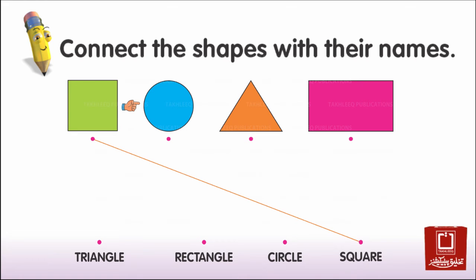This is a circle. Now we find out its name from the other side. Triangle, rectangle and circle. Yes, this is its name. So we connect them with the help of a line.